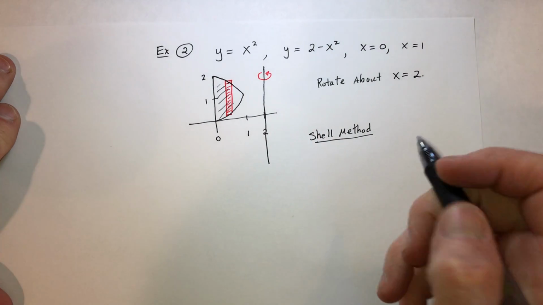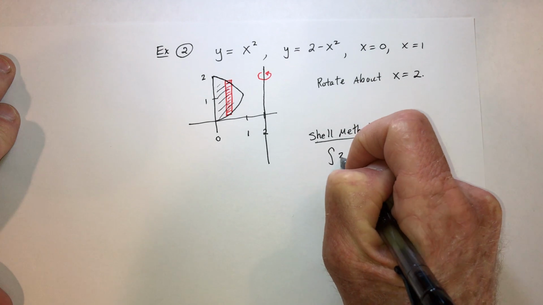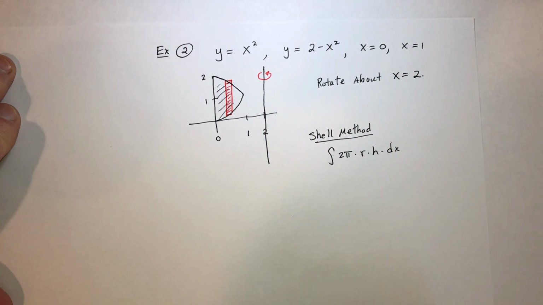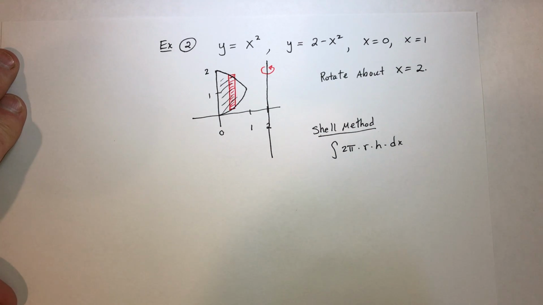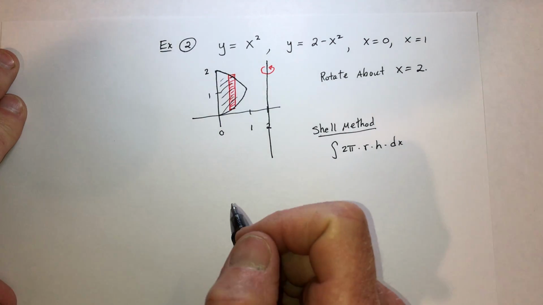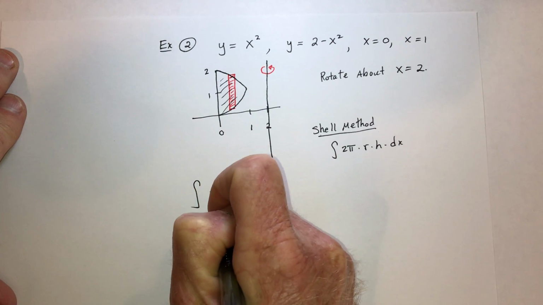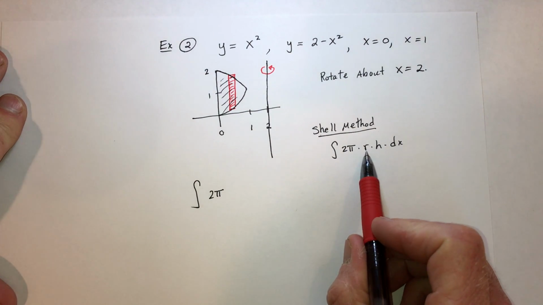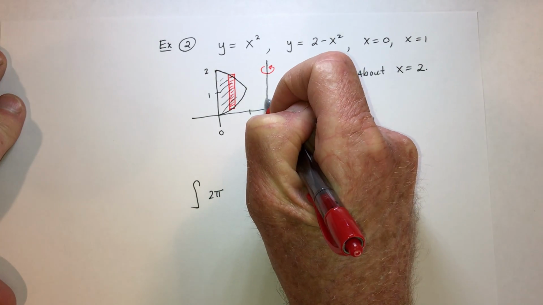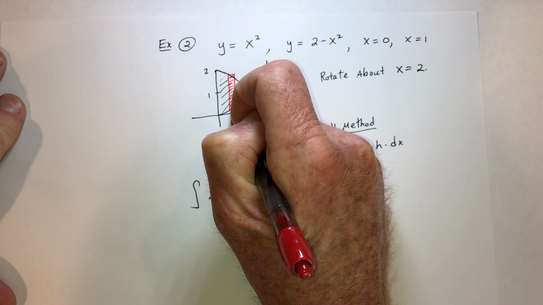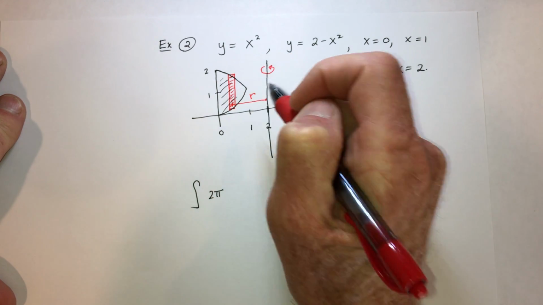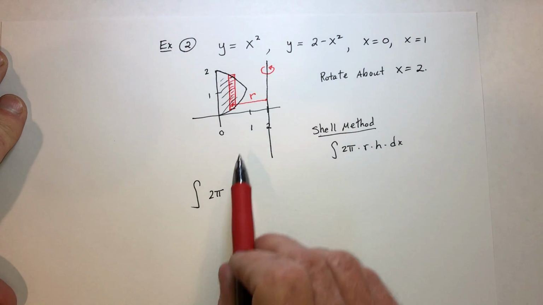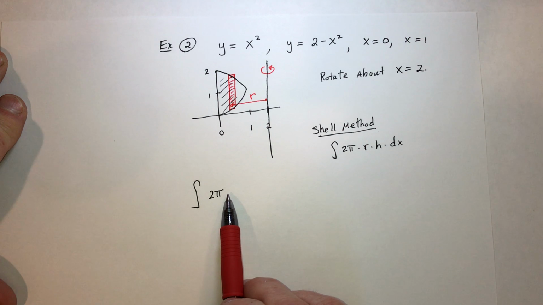So I always write down what the method is, and then just to remind myself, that means integrate 2 pi times the radius times the height and dx. So this one's going to be integrate 2 pi, and then for the radius. So the radius has to go from the axis of rotation over to the middle of this rectangle. So this is the radius. And since we're dealing with x's, I cannot put the letter r in here. I need to put something with x.